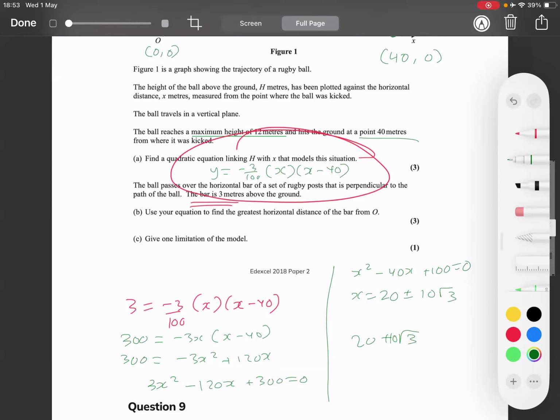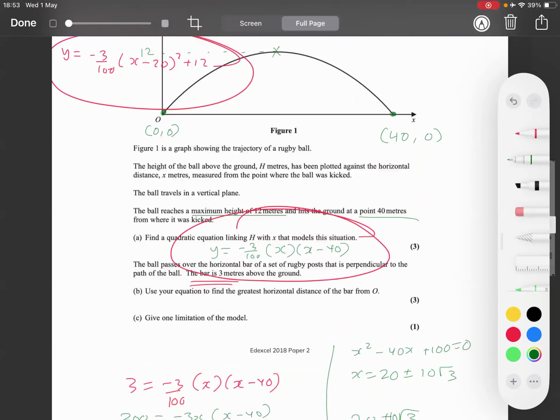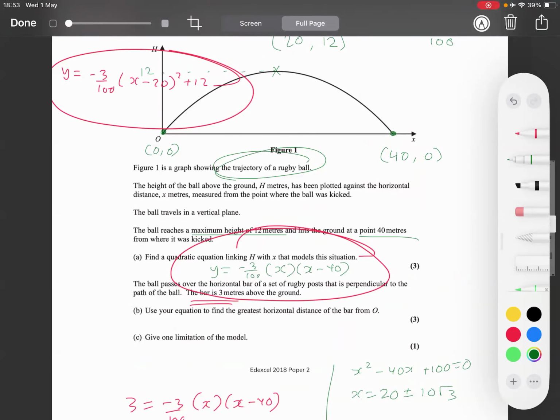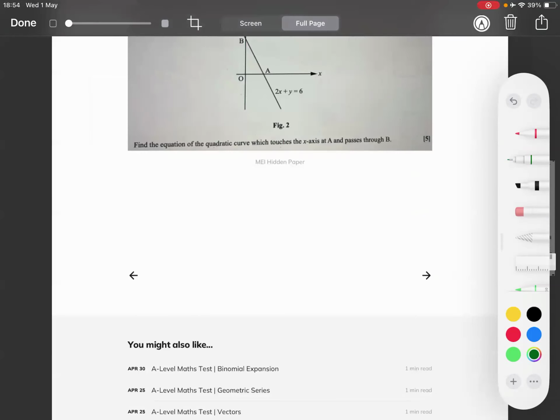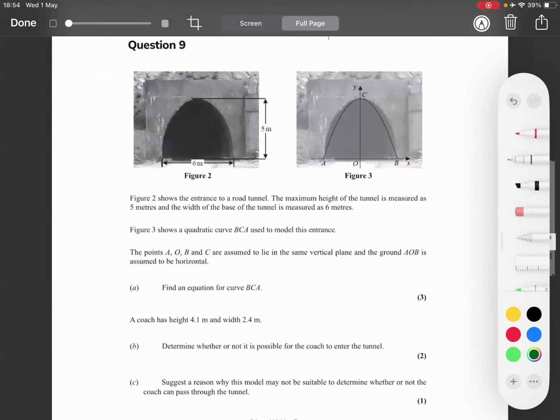And then what would one limitation of the model be if we are doing this model for the trajectory of a rugby ball? We're assuming no air resistance and the fact that we're assuming it's symmetrical. So either of those are fine and they're connected. Okay. Another one very similar. I think there's 2 more questions, so very similar ones. So let's have a go.